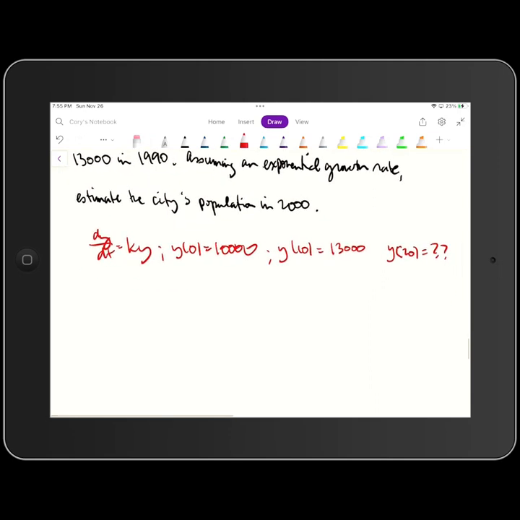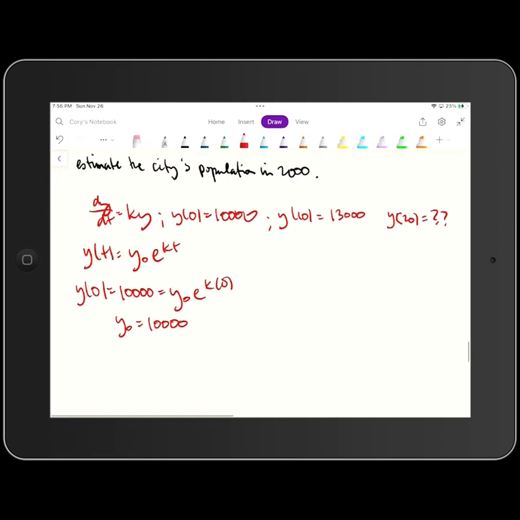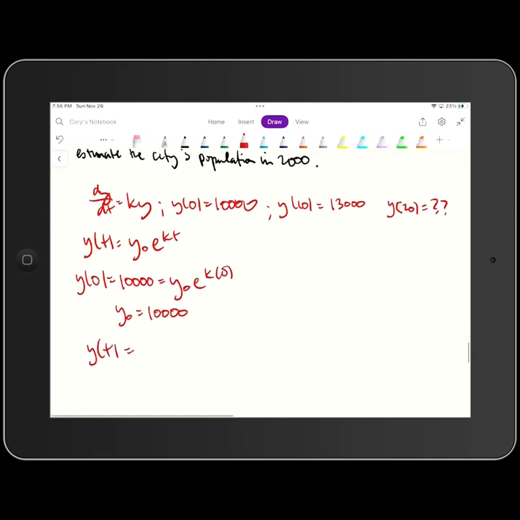So if we have a differential equation, dy dt is equal to ky, then that means that y of t is equal to y sub 0 times e raised to the kt power. I'm going to use the first initial condition where y of 0 is equal to 10,000 to solve for y naught. So y of 0, which is equal to 10,000, is equal to y sub 0 times e raised to the k times 0 power, which makes y naught equal to 10,000. So our function y of t is 10,000 times e raised to the kt power.